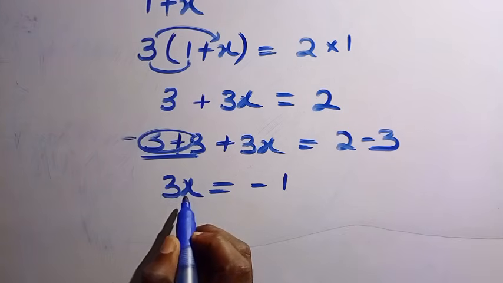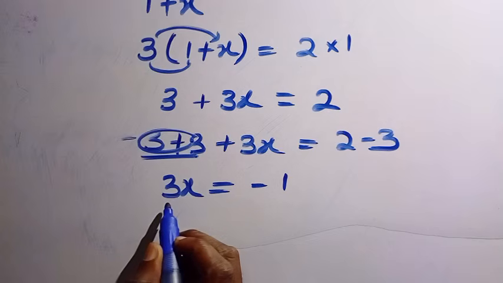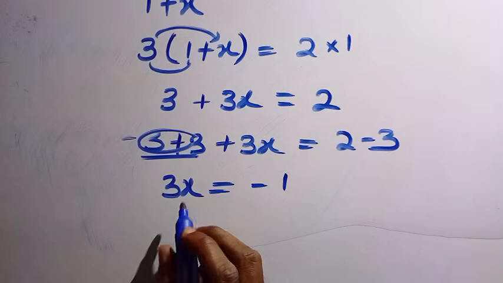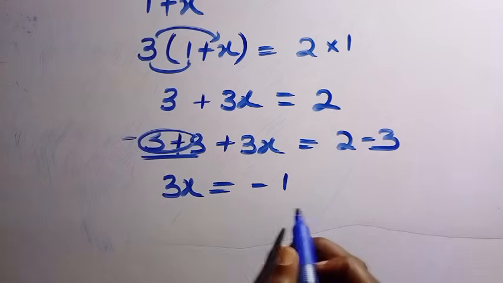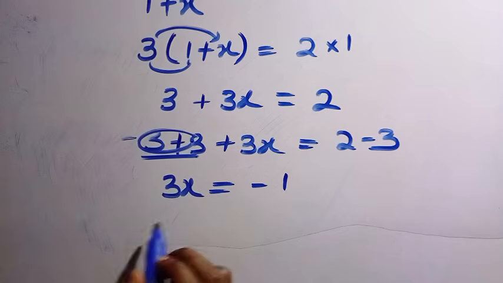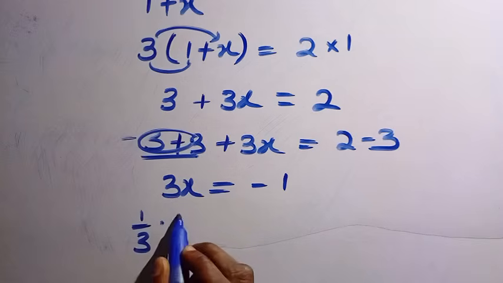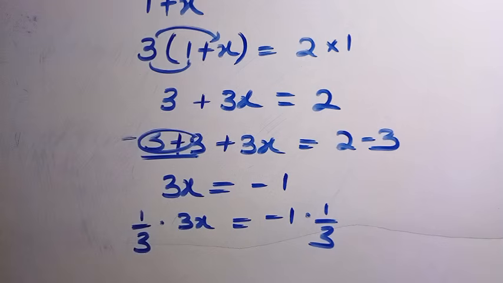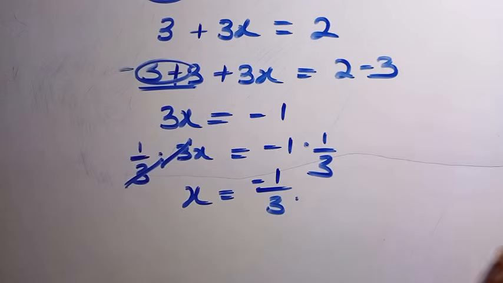We need x. We have to take the division of 3 on both sides. If you cannot apply this format, you can just say let's multiply 1 divided by 3 to the other side, or 1/3 to both sides. So doing that, we have 1/3 multiplied by 3x equals minus 1 multiplied by 1/3. Then 3 cancels 3. We then have x equals minus 1 multiplied by 1, that gives us minus 1, then divided by 3. This is the value of x.